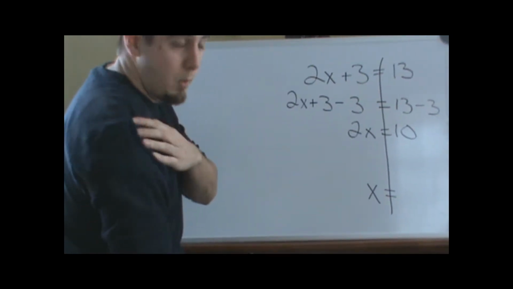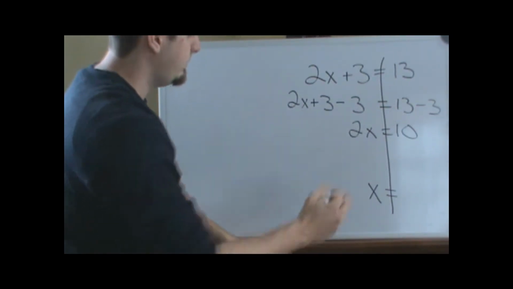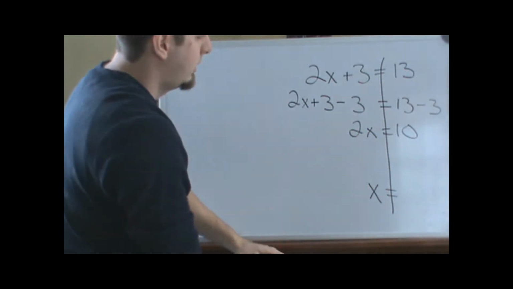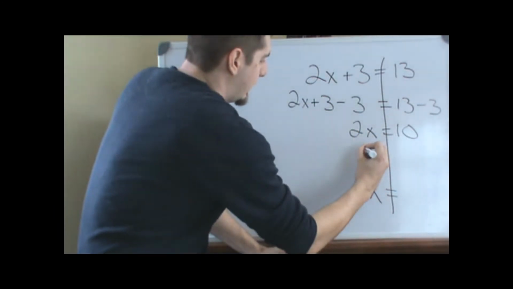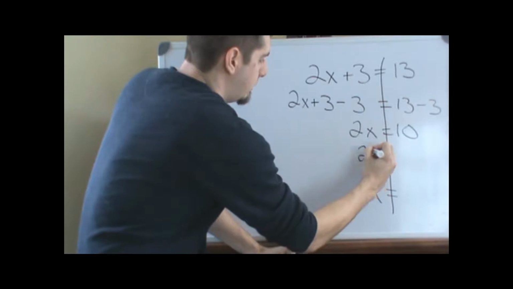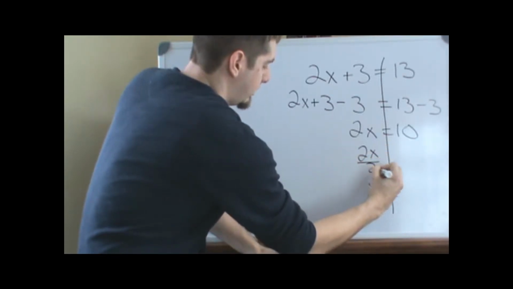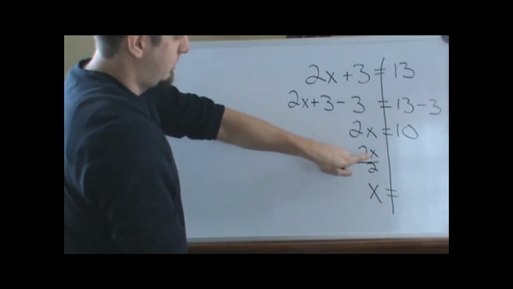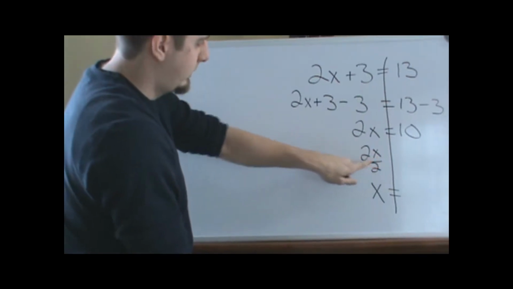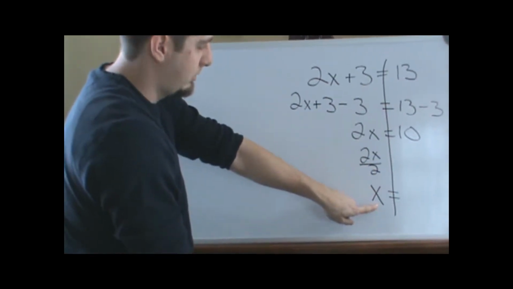Just as with the one-step equations in the previous section, the 2 is being multiplied, so the opposite of that is to divide. So to get rid of the 2 that's being multiplied, we divide by 2. 2 times x will get you to a number, divided by 2 will bring you right back to x.